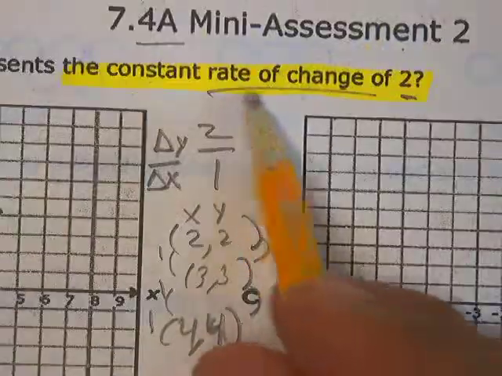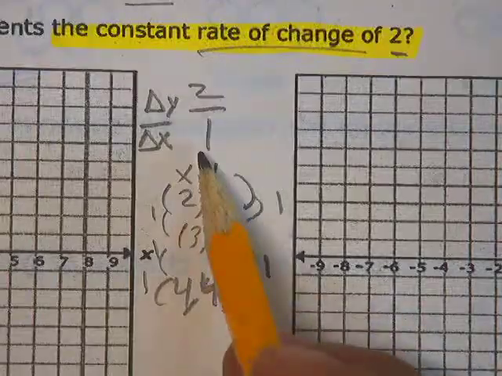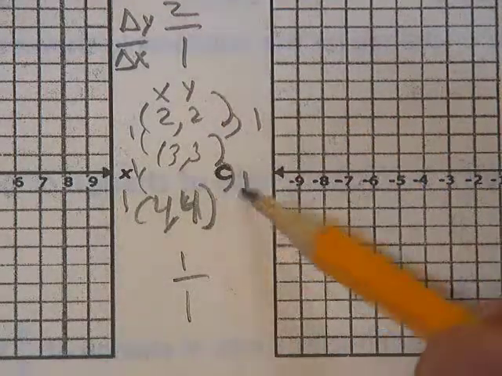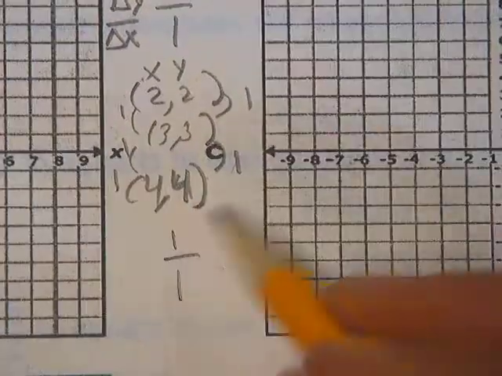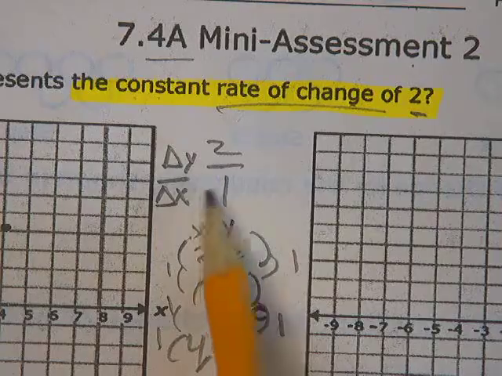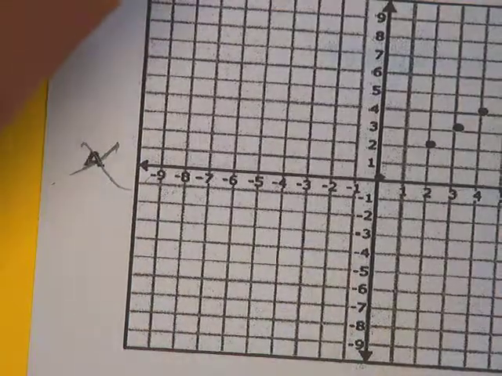So that means my rate of change, or my change in y over change in x, is actually 1 over 1. Because my y's were going by 1, my x's were going by 1. So my rate of change is 1 over 1. Well, I don't want 1 over 1. I want 2 over 1. So then A would not give me that answer choice. So look at another one.